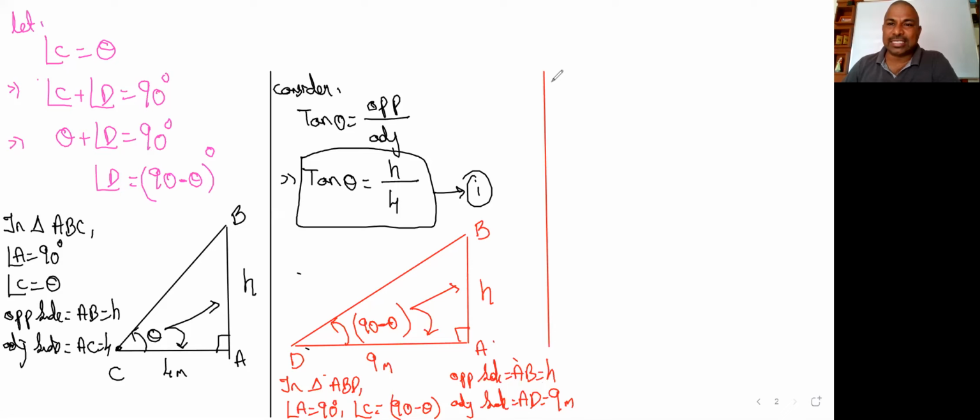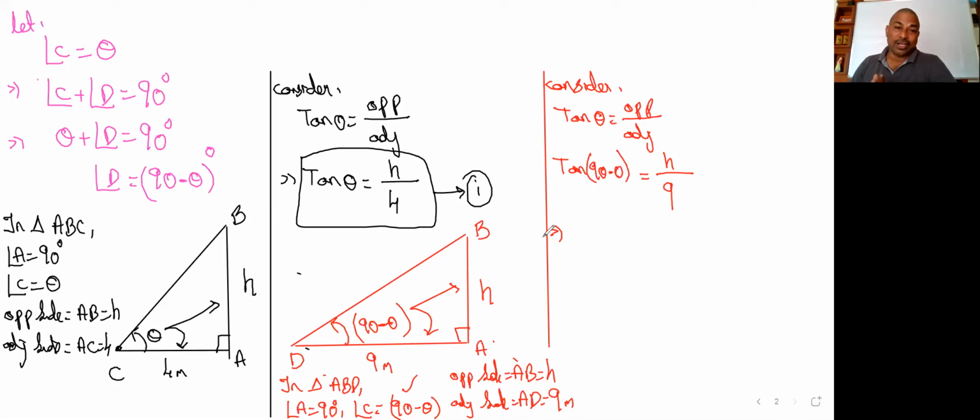Now, can you please tell me which trigonometric ratio connects opposite and adjacent? Tan theta. So tan theta is opposite by adjacent. What is the angle here, Dhruvita? 90 minus theta. In the opposite side, what do you have? h. Adjacent side? 9. So tan 90 minus theta is equal to h by 9. So we have ended with equation 1.